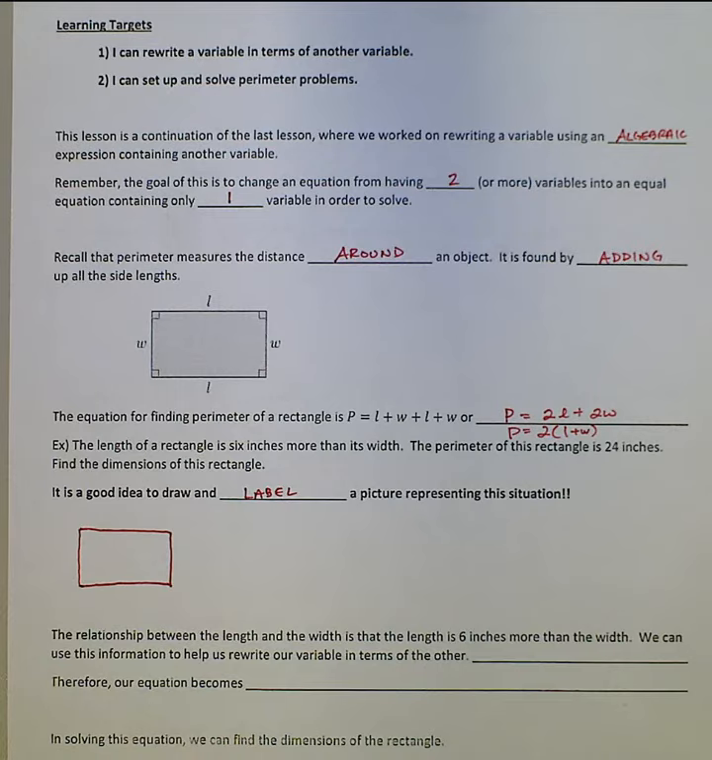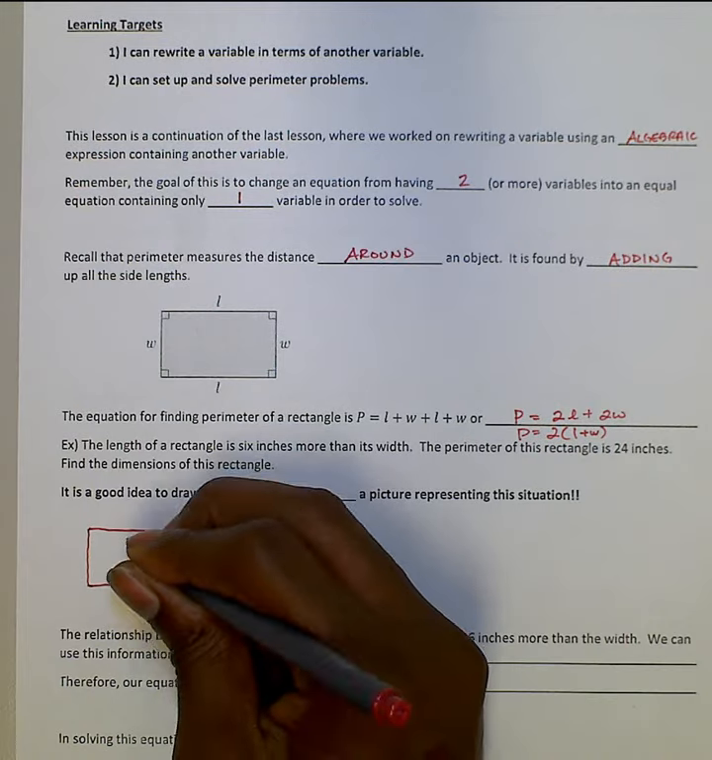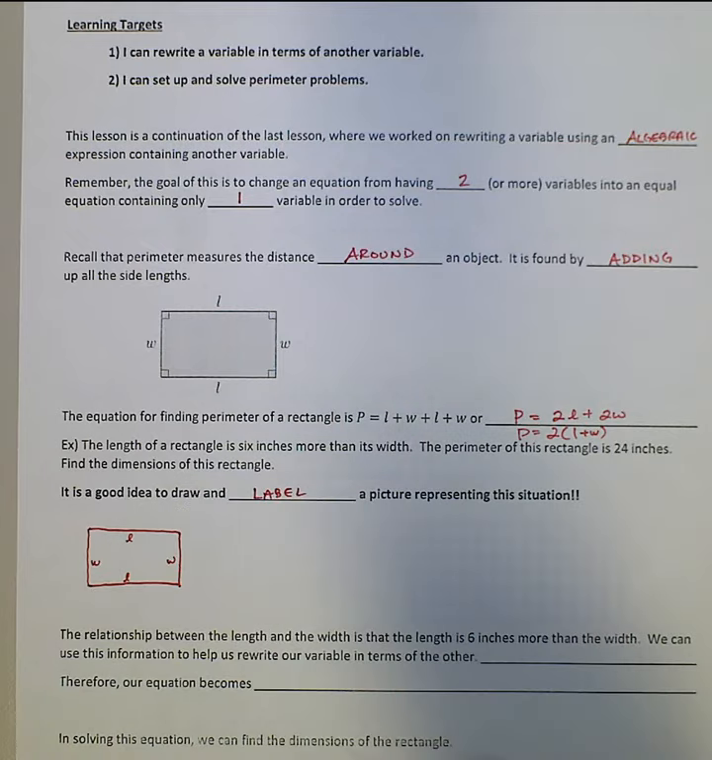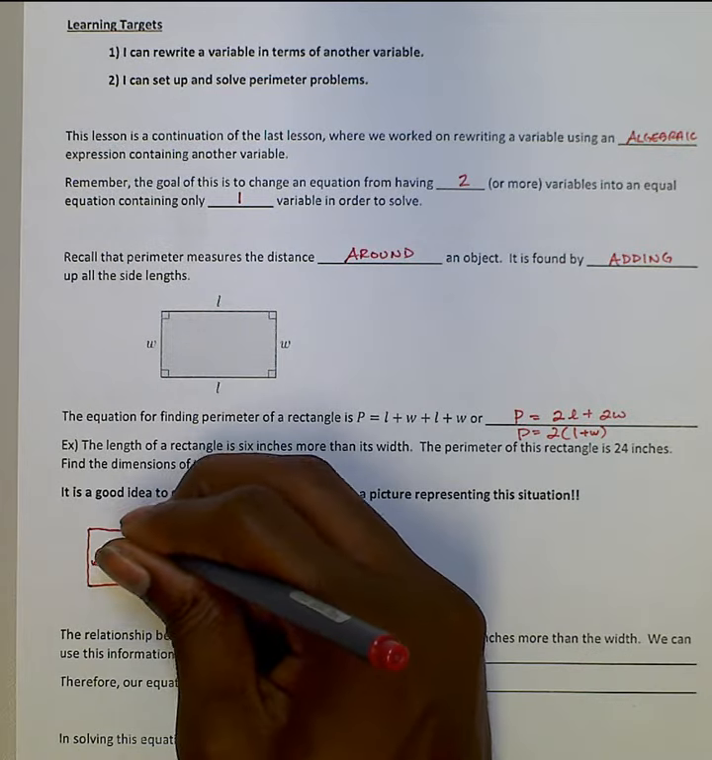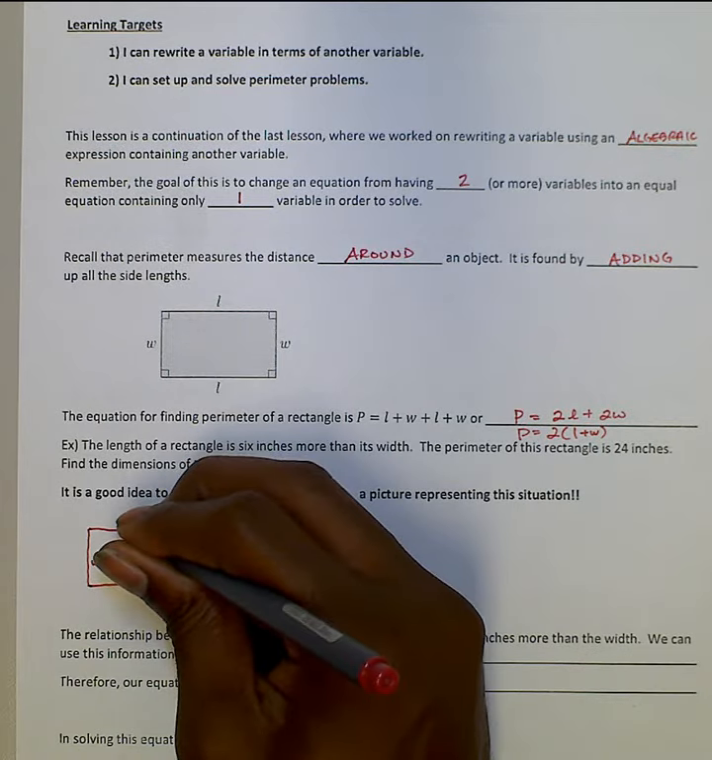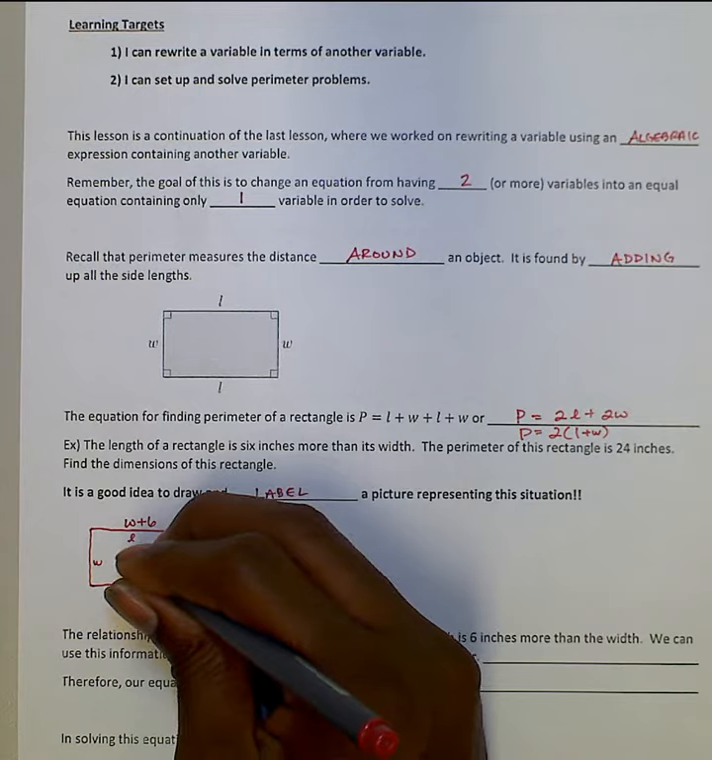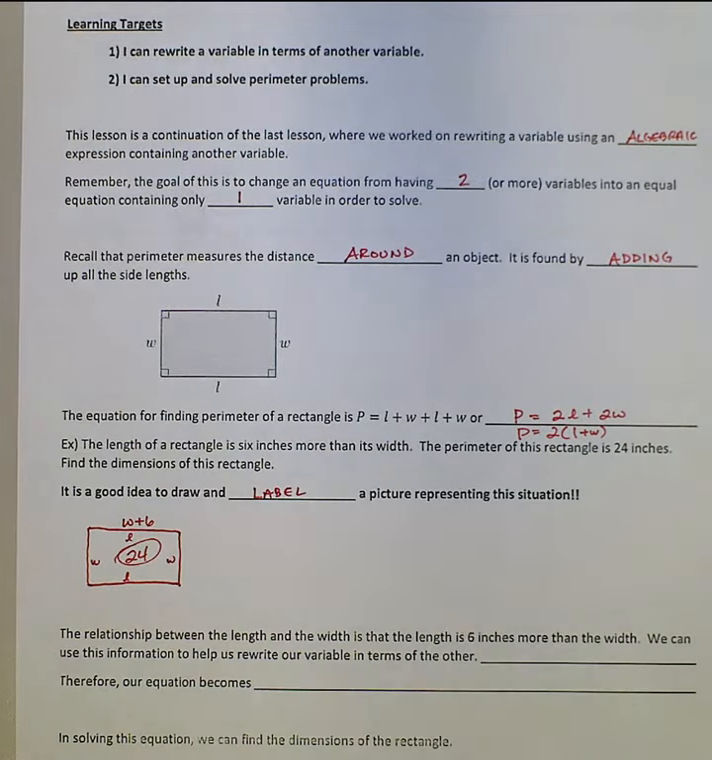So, I usually like to label these length, width. It says the length of a rectangle is 6 inches more than its width. So if I'm talking about length, let's say it's width plus 6. The perimeter of the rectangle is 24. So I'm going to write 24 in here even though I'm talking about perimeter. Find the dimensions of this rectangle.